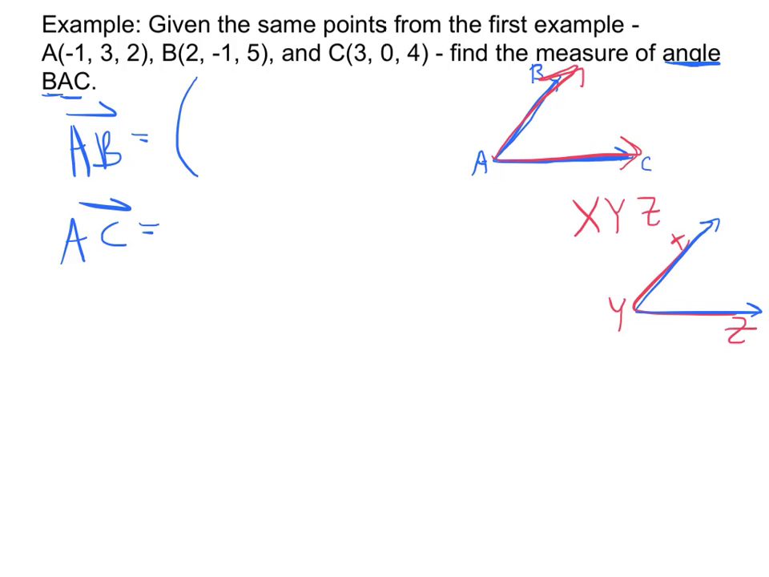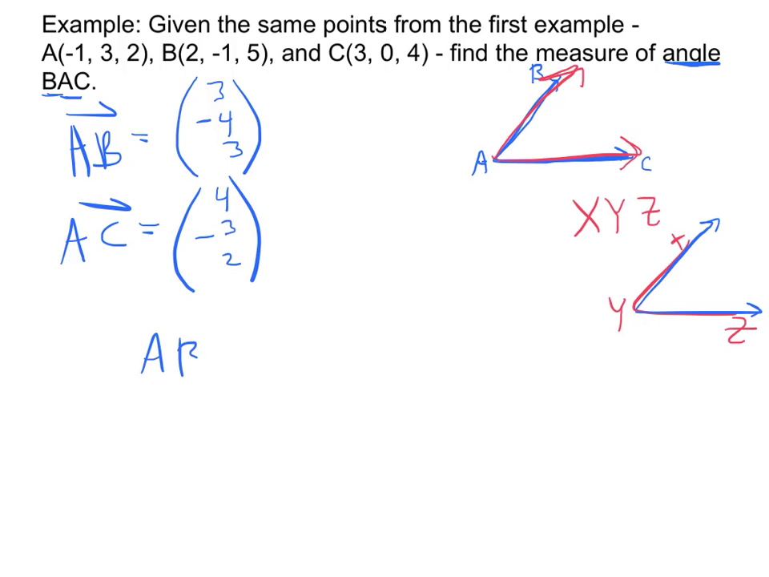I don't even have to show work for that. We did that earlier. AB was 3, negative 4, 3. AC was 4, negative 3, 2. Right? At this point, you have two vectors. You guys all should be able to find the angle between these by using the formula on the previous page.